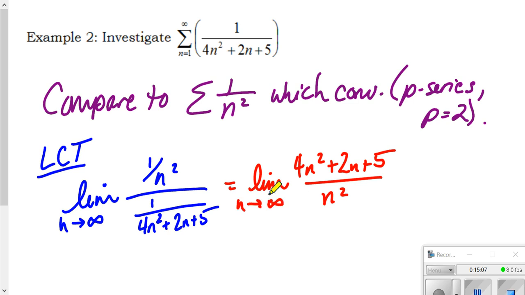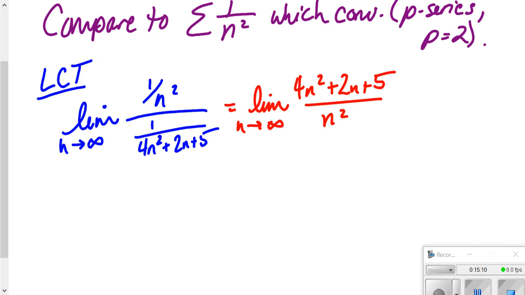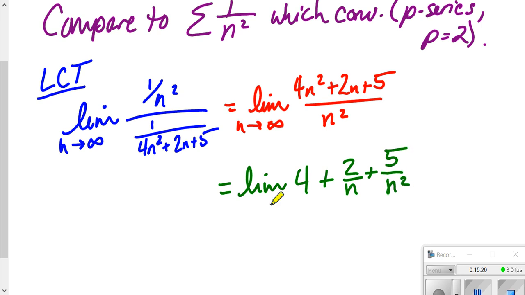We can do a little division action here and have the limit of 4 plus 2 over n plus 5 over n squared. If I split that up, and then as I take that limit, I get the answer of 4, which is an element of the positive real numbers. Okay, so then I want to conclude that with a beautiful sentence.